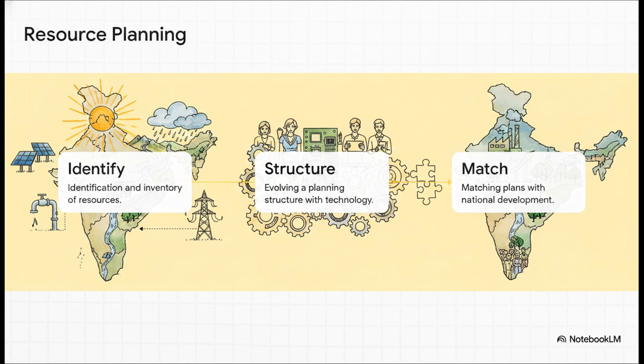Step 1, identify and map exactly what we have. Step 2, build an institutional structure with the right technology and skills to extract it. And Step 3, match that specific resource plan with the overall development goals of the entire nation. It's like a giant puzzle.